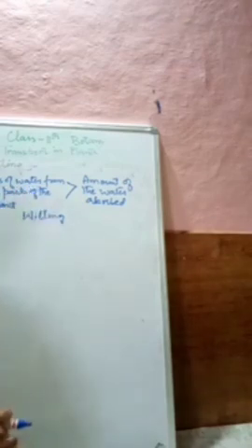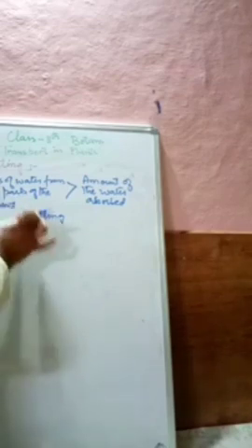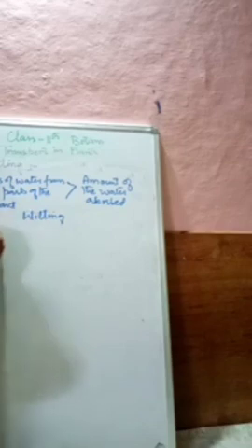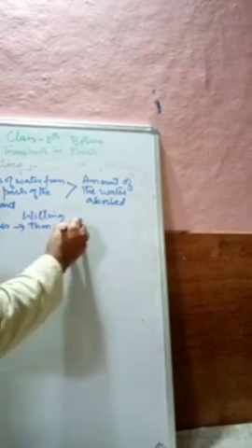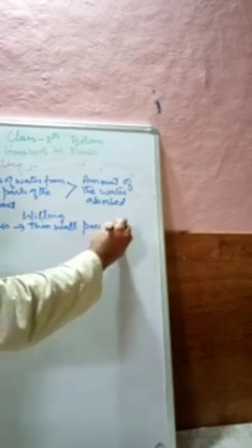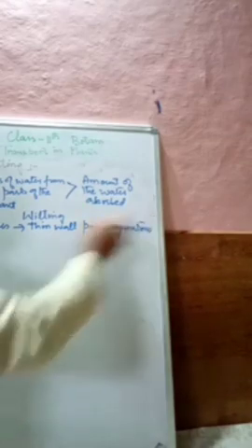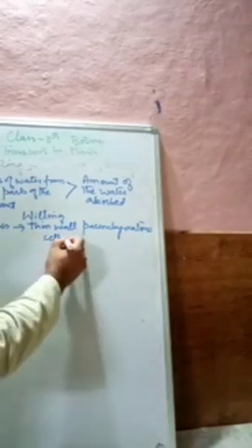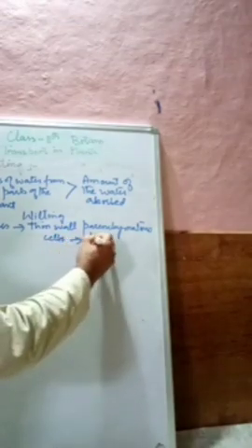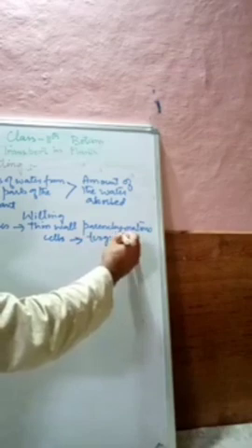Now this process of wilting आमतौर पर उन प्लांट्स में पाया जाता है, it is mainly found in those plants where the tissues are made up of thin walled parenchymatous cells. These thin walled parenchymatous cells are responsible for maintaining the turgidity.